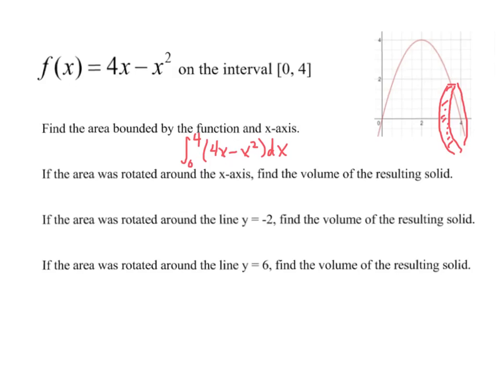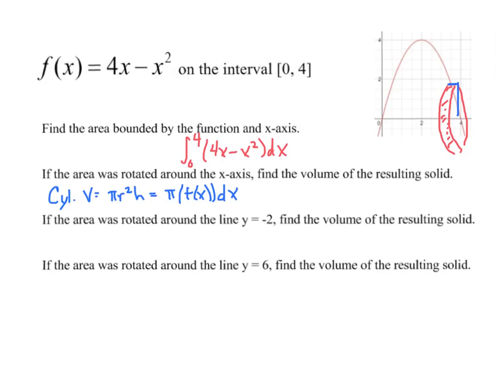And again, I'm kind of relying on the fact that you saw this last year, and I'm going through it pretty quickly, but if you need more help, you might want to go back and look. So a cylinder would have a volume of pi r squared h. Well, for us, that's going to be pi. The radius is simply the value of the function, so f of x. And the height, this piece right here, we call dx.